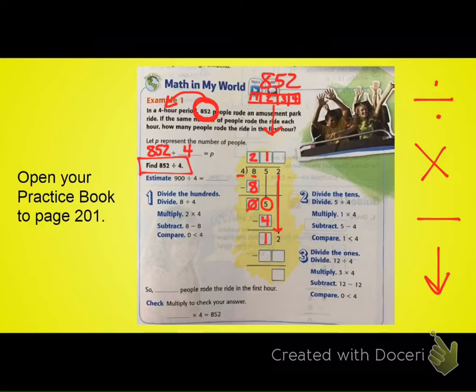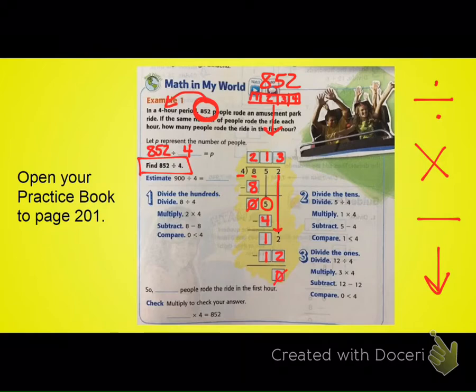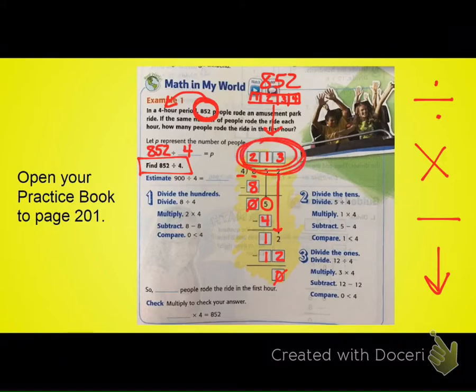Now we've got to ask ourselves again. Go to the top of the list. 12 divided by 4 is... That's right, 3. I heard you. 4 times 3 is 12. Now we can subtract 12 minus 12. We have 0 left over, or 0 for a remainder. 213 is our quotient.